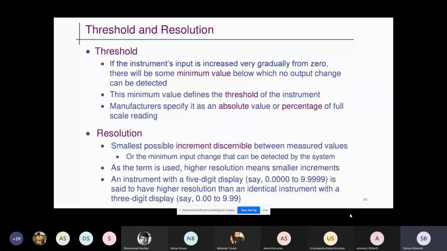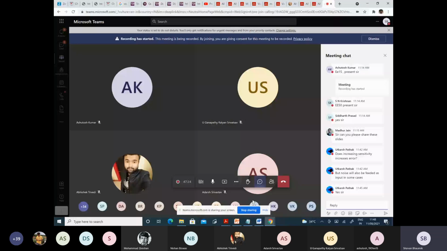So let me see if there is any other query. Okay, there is nothing in the chat box.